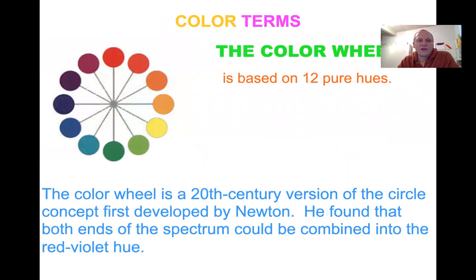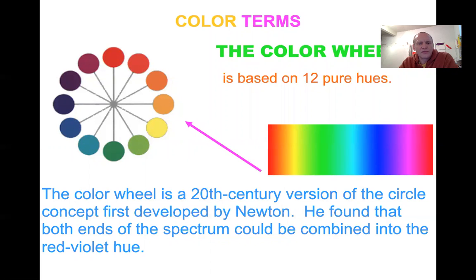And so that color wheel is based on 12 pure hues. It's a 20th century version of the circle concept first developed by Newton. He found that both ends of the spectrum could be combined into the red-violet hue. So what he discovered is that at the infrared edge of the hue, we saw a red, and then all the way up to ultraviolet, we're seeing a type of red or an ultra red violet. And so because of that, you can wrap all of the colors into a circle to understand the relationships between the colors. See how that wraps around, red to red?